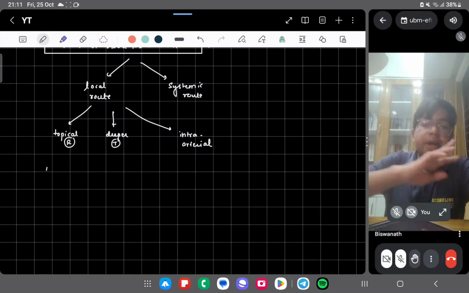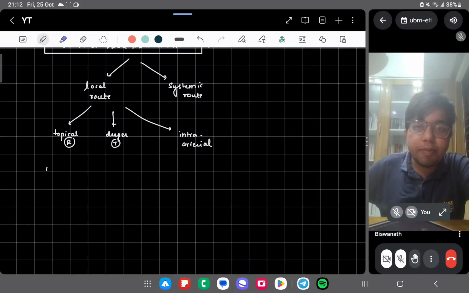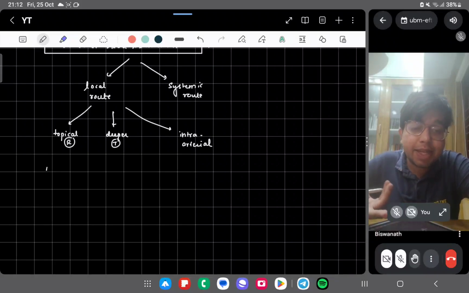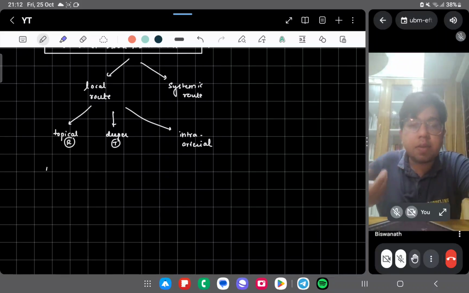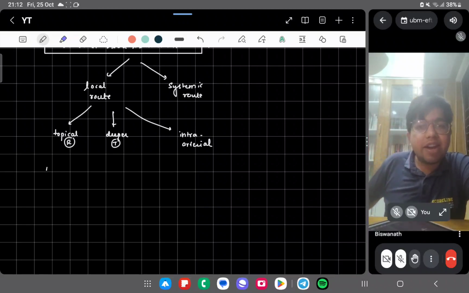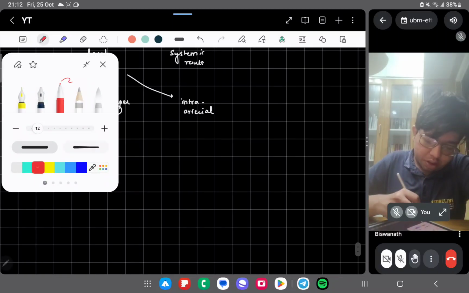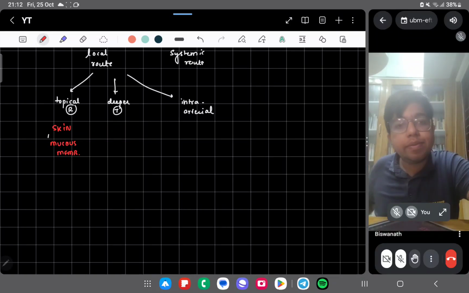Right. So topical drugs means the drug is applied either on the skin or the mucous membrane. Mucous membranes means some vaginal creams are there. Some drugs may be applied on the conjunctiva. Some for fundoscopy, some drugs are applied on the conjunctiva itself. Some eye drops are there. These all are topical. Okay. So applied on skin or mucous membrane, no big deal, right?